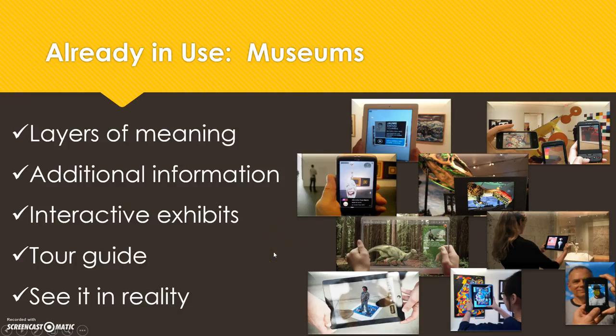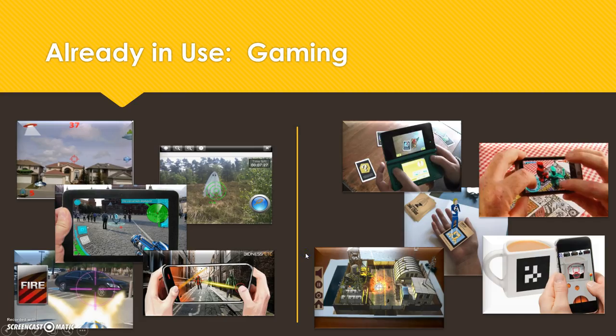Museums are actually using this a lot right now. It adds layers of meaning to art. Some artists are beginning to use augmented reality as actually a part of their artwork. It also provides additional information either from the artist or just historically or about the creation of that item. It can also provide interactive exhibits, tour guides, and even to see it in reality, such as this example with dinosaurs. Gaming is also utilizing this a lot.